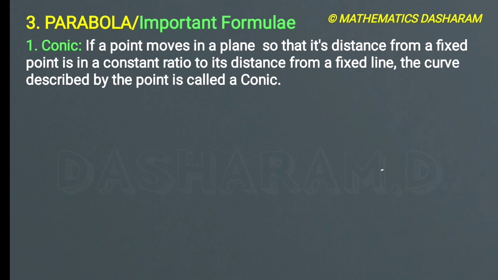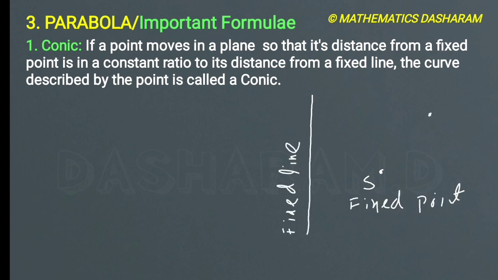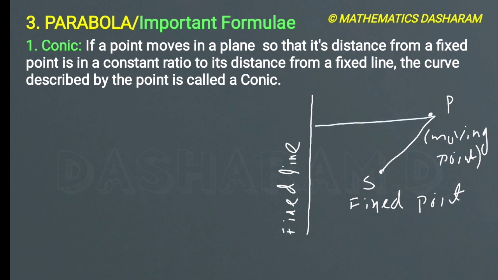For example, let's take one fixed point, that is S, and one fixed line, and let's take one point P, that is the moving point. Then take the distance from the point P to S and the distance from the point P to the fixed line. Let's take the line as MN. So SP means the distance from the moving point to the fixed point, and PM means the distance from the moving point to the fixed line. The curve described by this point P is called a conic.